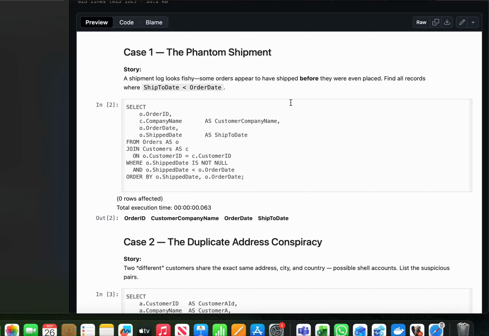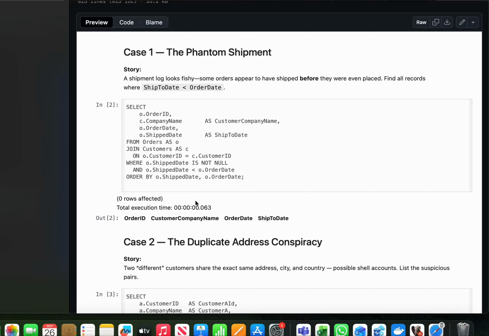So this is my case 1. It's called the phantom shipment. The first mystery was about orders that seemed to have shipped before they were even placed, which obviously shouldn't happen. To solve this, I wrote a query that compared the ship date and order date columns from the order table, filtering for any cases where the ship date was earlier than the order date. I also joined the customers table to see which customers were linked to these suspicious orders.